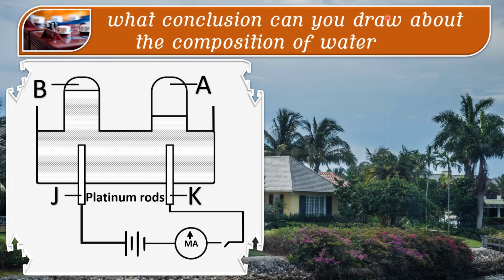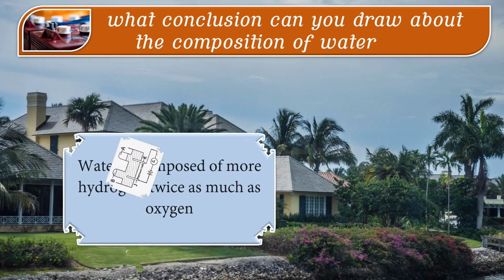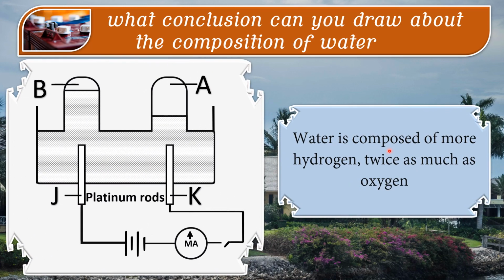What conclusion can you draw about the composition of water? Water is composed of hydrogen twice as much as oxygen. We know that the formula for water is H2O, meaning that it has two atoms of hydrogen and one atom of oxygen.